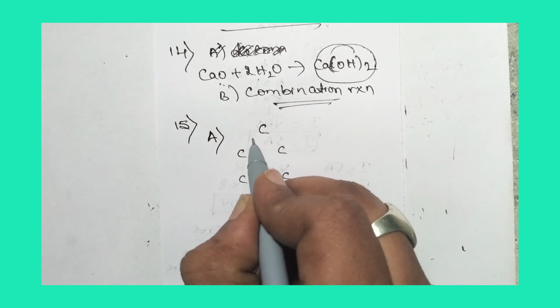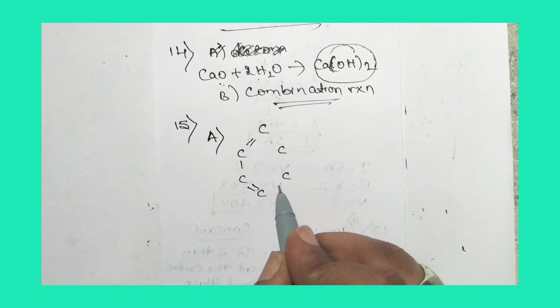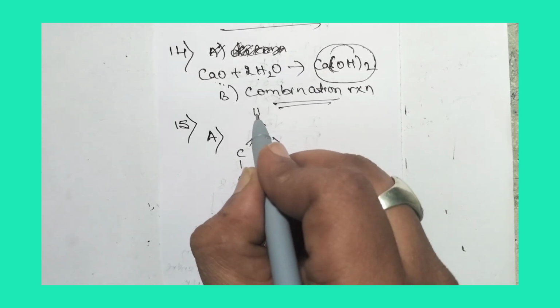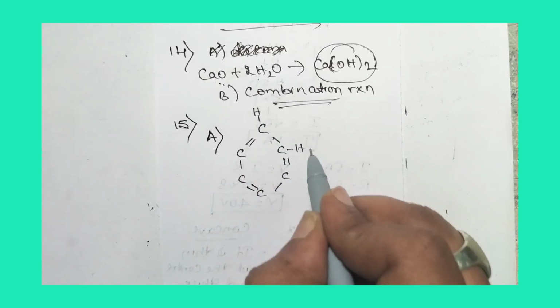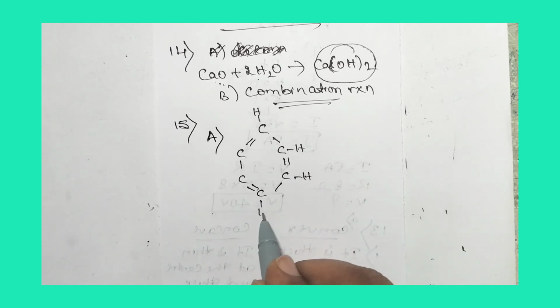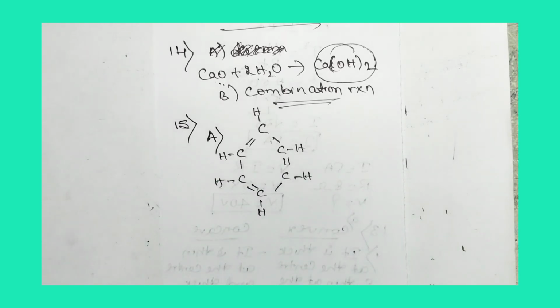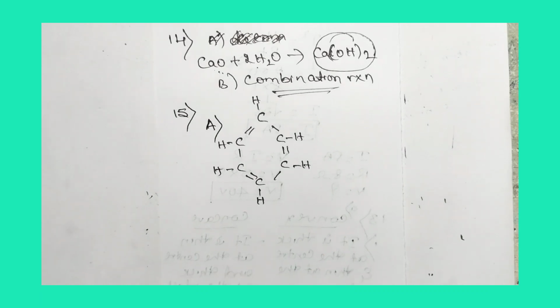So double bond, single bond, double bond, single bond, double bond, single bond. Between carbon atoms there should be either a double bond or a single bond. So for the 15th question the right answer is option A, that is the structure of benzene. So now let us move to the 16th question.